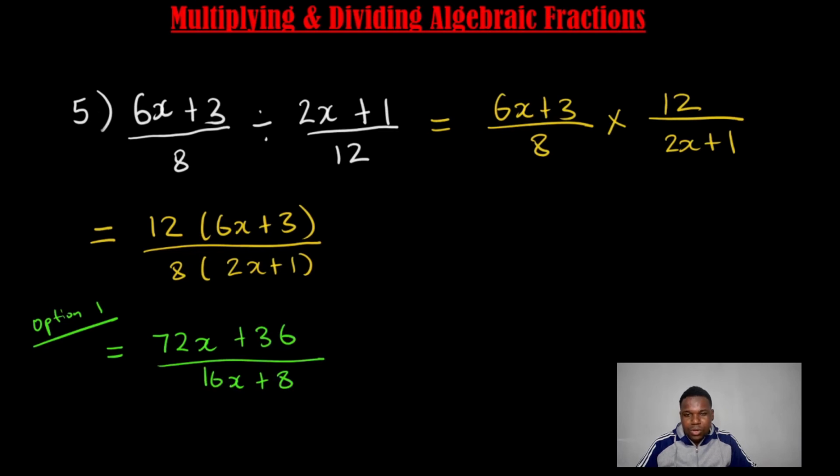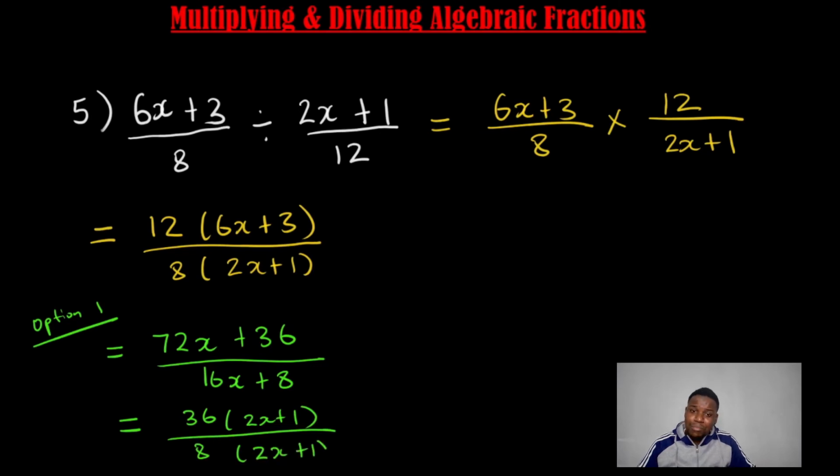The only way that we can simplify is by factoring out a term and then simplifying that. So let's factor out that 36. When we factor out the 36, we're left with 2x plus 1 in the bracket. And for the denominator, the common factor would be 8. When we factor out that 8, we'll be left with 2x plus 1.